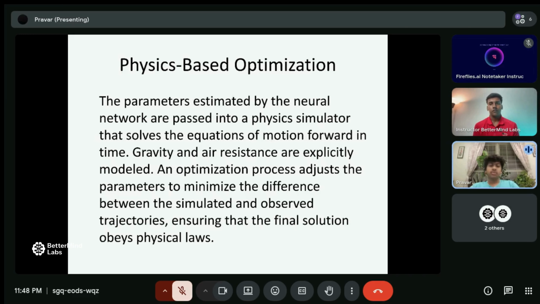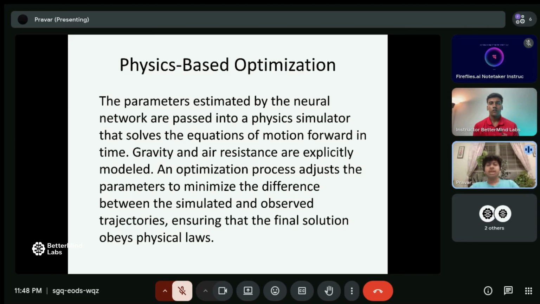As I was saying before, it passes into a physics simulator that solves the equations for the AI. Basically the gravity and air resistance are what's modeled, and then it optimizes and adjusts them to fine tune it and get the least amount of error possible between simulated and observed. Understood. Because the ML all it does is find out the data based on the numbers that are already there.